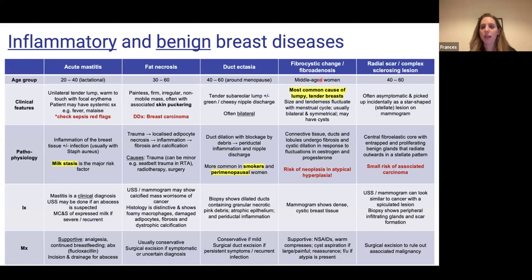Then your radial scar or complex sclerosing lesion, this is in your 40 to 60-year-olds. Often this is asymptomatic. So if someone's coming in with some kind of symptom, don't think about this. It's not going to be your diagnosis, okay? It tends to be picked up incidentally when you're investigating for something else. And it's normally a star-shaped or stellate lesion that you see on mammogram. It has this kind of central fibroelastic core with entrapped and proliferating benign glands that radiate outwards. So they literally form this star pattern. There is a small risk of cancer associated with it. And so you will normally excise it to rule out any kind of malignancy.